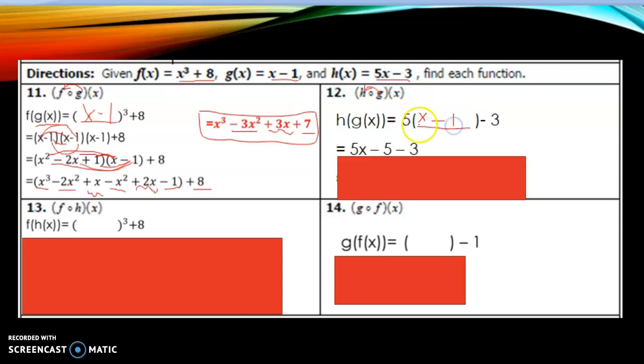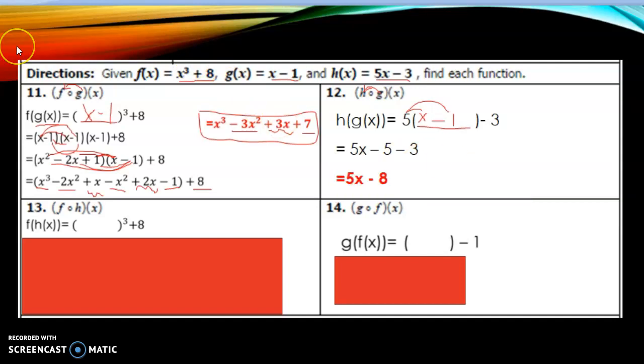Well, you notice I have a number next to a binomial, so I'm really distributing next to the parentheses. So I get 5x minus 5, and then bring down my negative 3. Well, when I combine like terms, we get 5x, and then negative 5 minus 3 is negative 8. Final answer, done. Sometimes they're not as bad as the first one. First one was a big expanded example.